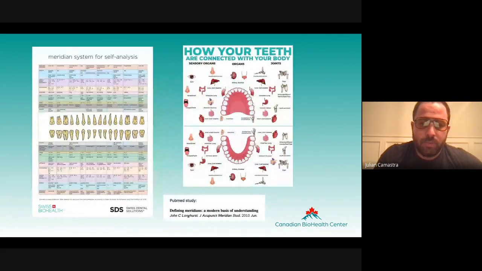All right. So one way we can explain these connections from the mouth to other areas of the body is through the meridian system. So this comes from electroacupuncture, and there's a study here where it defines everything, and also over here. But basically, our teeth are hooked up to the rest of our body. It's kind of like the electrical wiring in your house. So you find different organs and systems along the same axis as certain teeth.